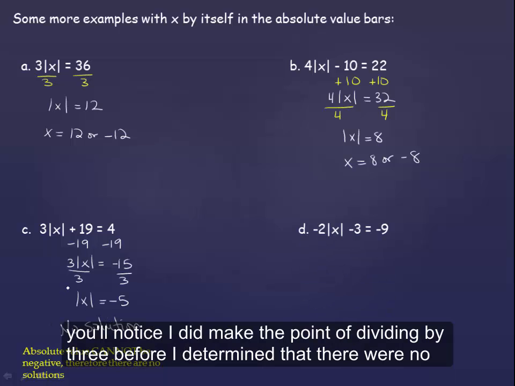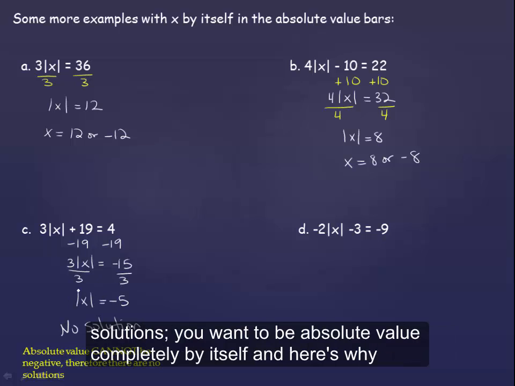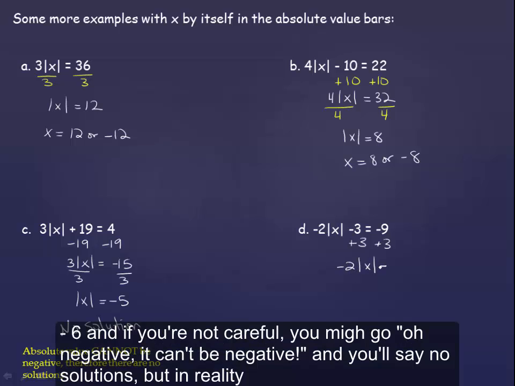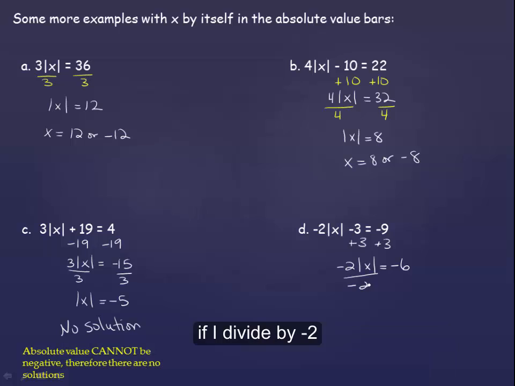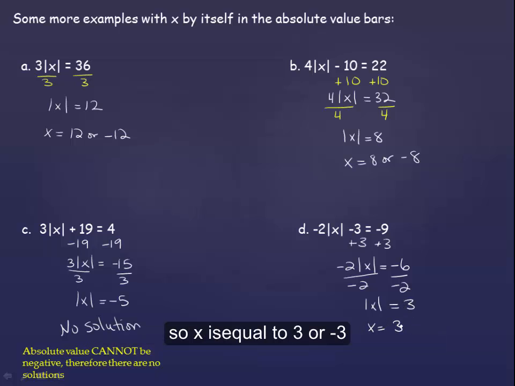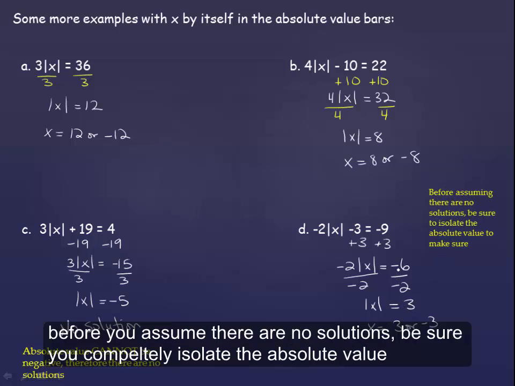You'll notice I did make the point of dividing by 3 before I determined that there were no solutions. You want to get the absolute value completely by itself, and here's why. I might add 3 to both sides, and I'll get negative 6. And if you're not careful, you might go, oh, it can't be negative, and then you'll say no solutions. But in reality, if I divide by negative 2, I get the absolute value of x is equal to 3. So x is equal to 3 or negative 3. Before you assume there are no solutions, make sure you completely isolate the absolute value.